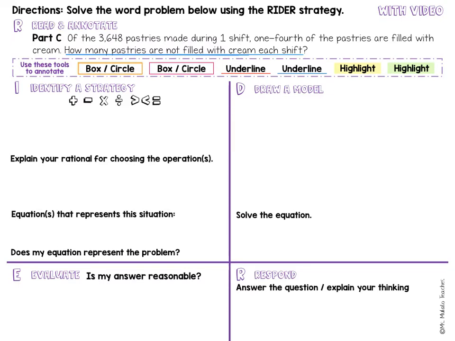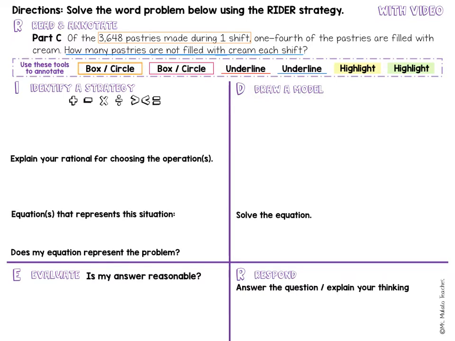Next, we're going to box the important parts of the question. So I like to start over at the beginning and read until I get to punctuation. Of the 3,648 pastries made during one shift, and there's a comma, so we're going to stop there. Is there anything important in this part of the sentence? Yeah, we need to know that there are this many pastries made during one shift. So we're going to click on the box and move it up and box the important information and drag so that we can circle what we need to.